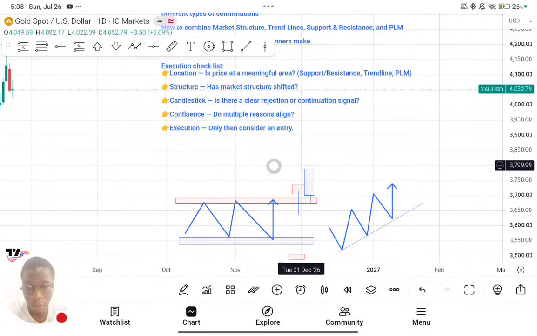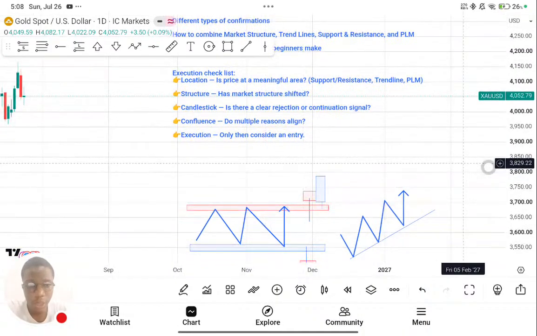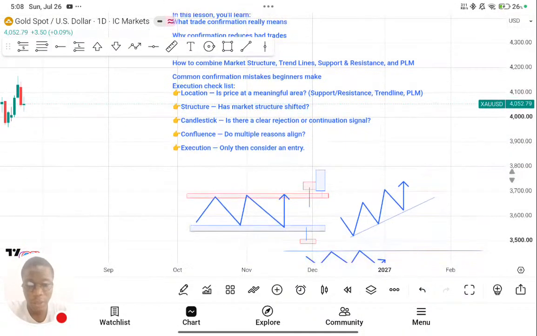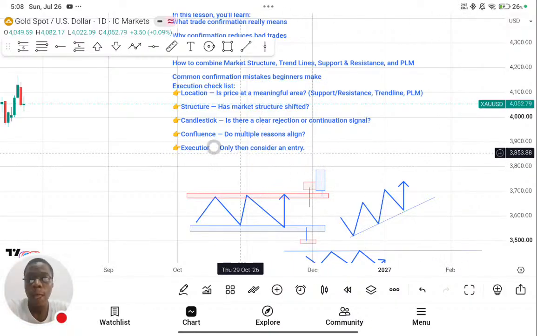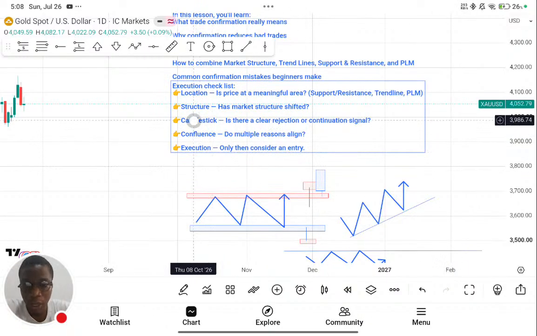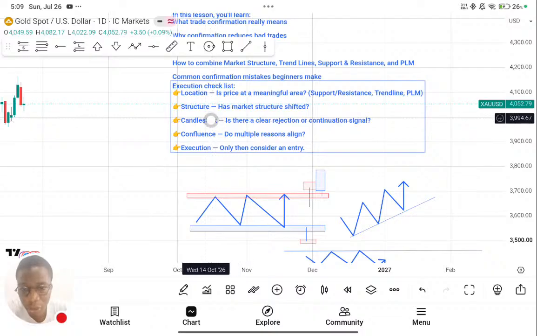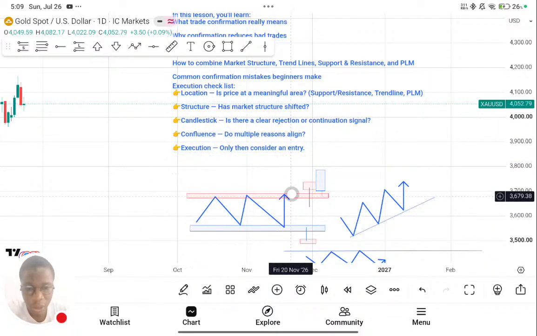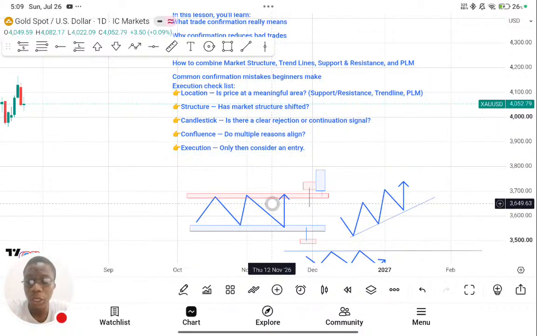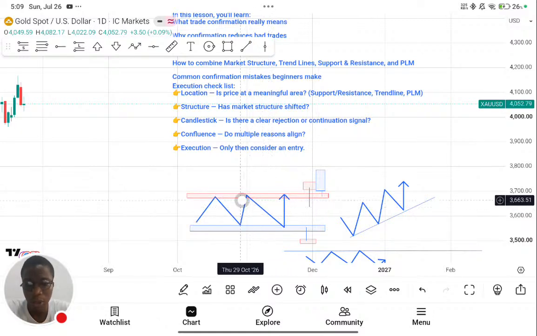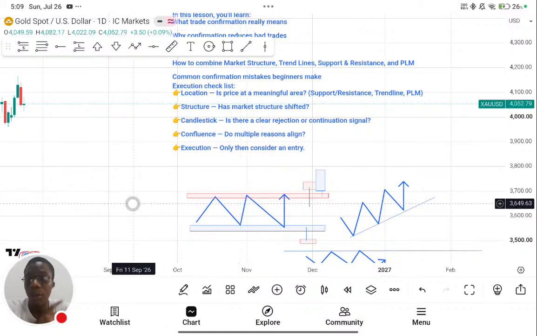So that's where you would answer the question of this structure thing, to know if it's in an uptrend or a downtrend. The next question you want to be asking yourself after you've identified if that is an uptrend or a downtrend is, what is the candlestick saying around that meaningful location, around that meaningful zone? Which is the main essence of today's class.